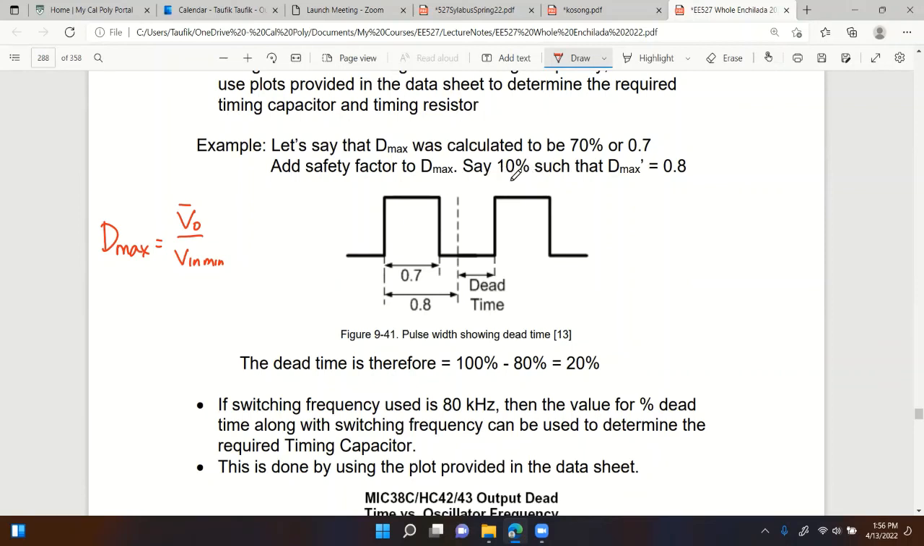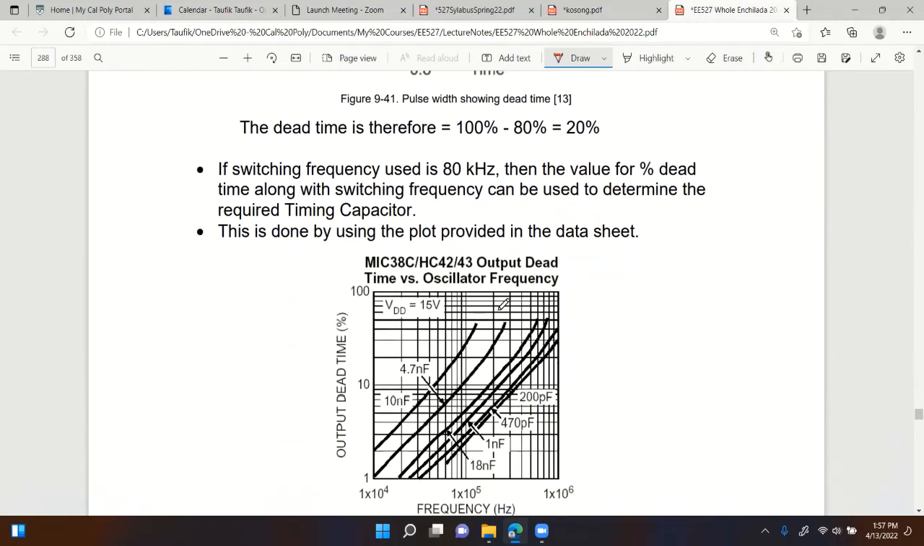So then add 10% to take into account parasitics. You don't have to put 10%, of course, but this is just an example. I put an additional 10%, that gives us 0.8 max duty cycle. And then you can see the dead time, which is actually off time. Maybe in the future I'll change it to off time. So on time max is 0.8 duty cycle, and off time or off duty cycle is 0.2, or 20%. Let's say the switching frequency that you pick is 80 kilohertz.